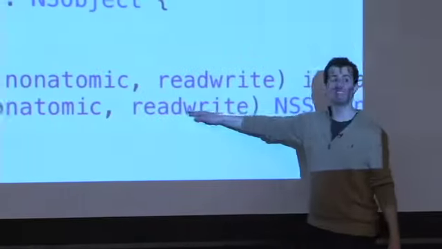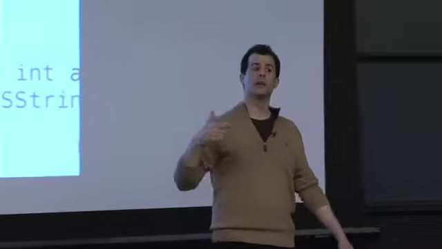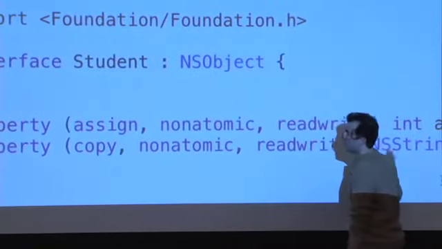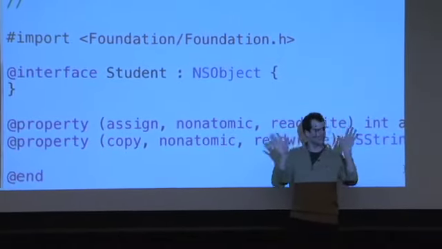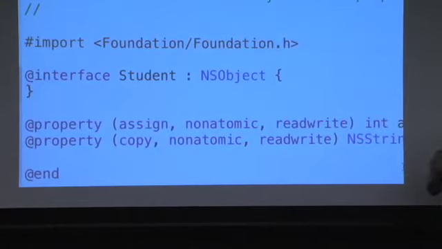Readwrite just means give me a getter and a setter. If I said readonly, it would give me just a getter. So these are really the 3 possible options that would apply to something like an NSString. And notice I used copy because it's a string, and I worried about this corner case of mutable strings and things changing on me. So for now, good rule of thumb, if it's an NSString, use the copy semantics.